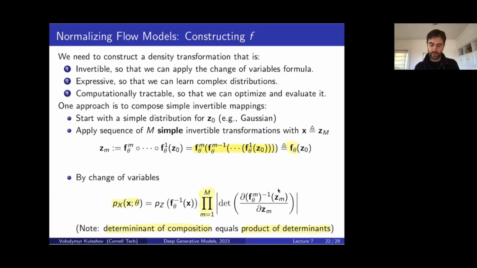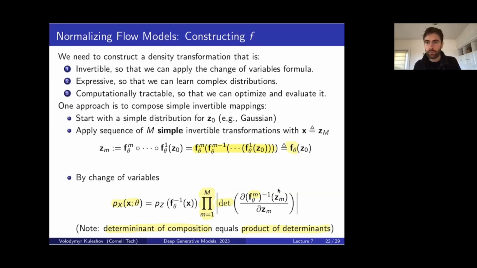In the change of variables formula, we're going to be multiplying the determinant of each f of m. And so if each f of m is simple, then this determinant will be simple as well. But the hope is that by composing many simple functions, just like we compose layers in a neural net, their composition can be expressive. That's the first strategy that we're going to use.